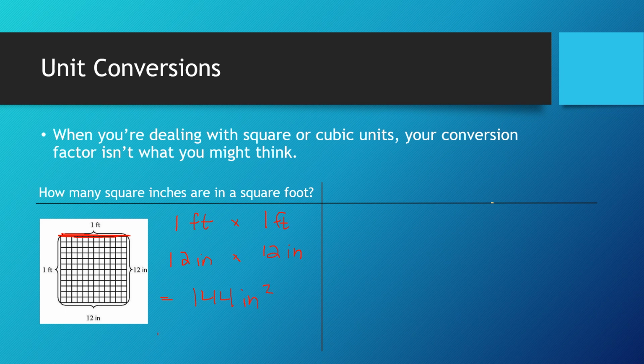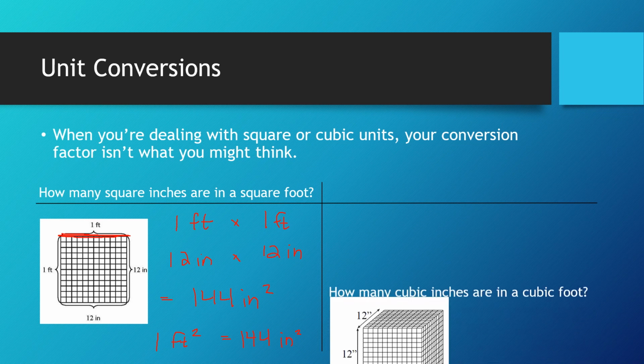So that tells me that 1 square foot is equal to 144 square inches. It might be very tempting to say that 1 square foot is equal to 12 square inches because you know that there are 12 inches in a foot. But if you look at this diagram, there are a whole lot more than just 12 little squares inside that big picture. There are actually 144 little squares inside that big picture.